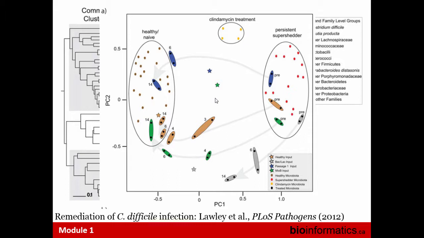We have different groups. So we have our mice, right? And over here, healthy mice, okay? And over here we have these persistent super shedders. They're very similar. Healthy microbiome over here, persistent super shedder over there. What are we looking at here? The red boxes are the samples directly from the super shedder. We have very, very similar communities to these mice.